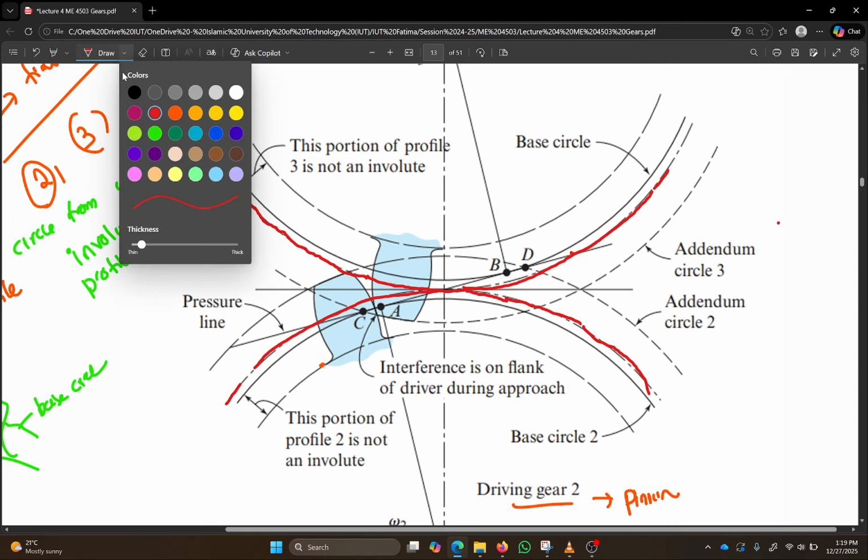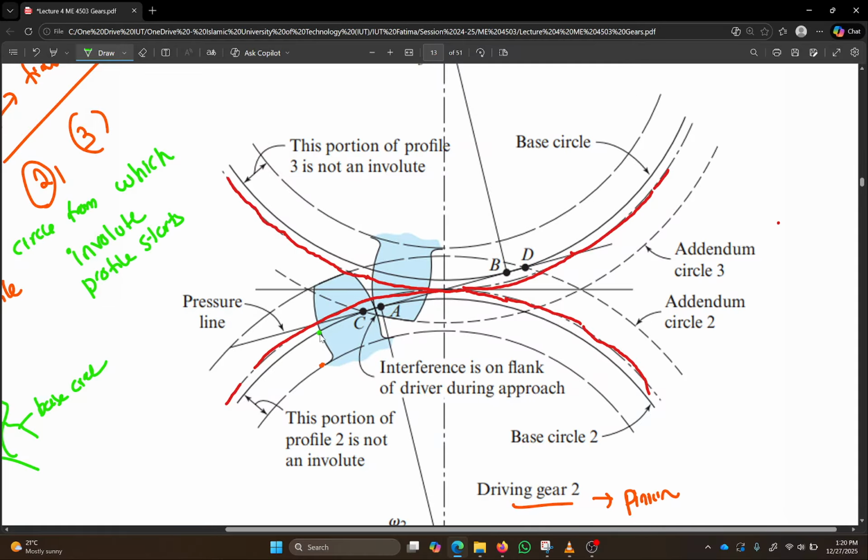Now, let's use green to refer to the base circle. So the base circle is basically this one, this solid line. From this point, the involute profile starts, and from this point, the involute profile of the other mating gear starts. So this is the base circle of gear 2. Similarly, this is the base circle of gear 3.